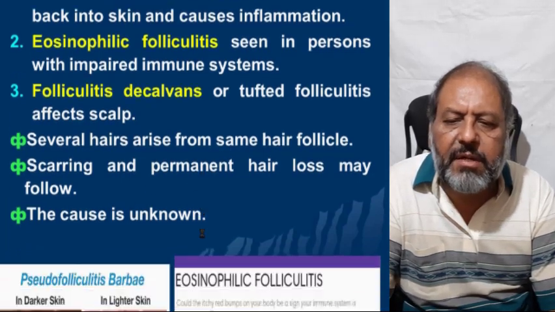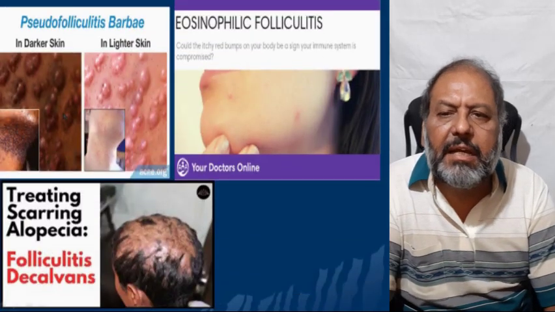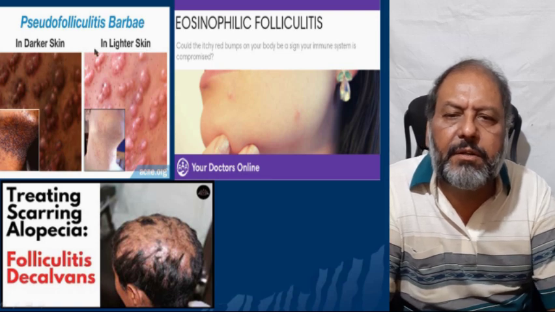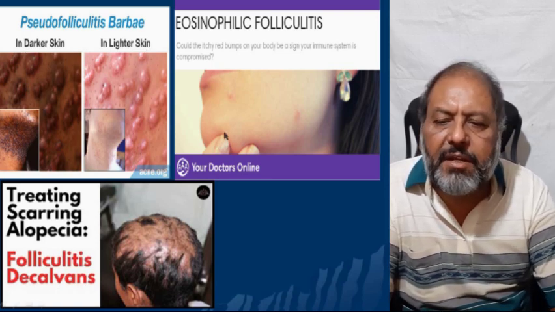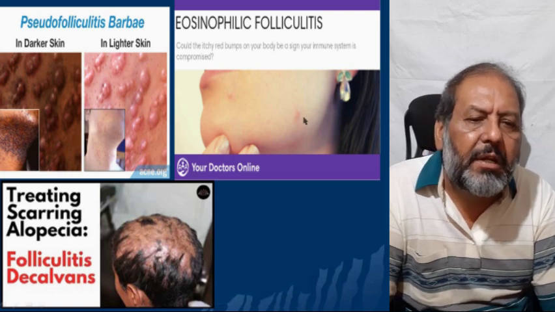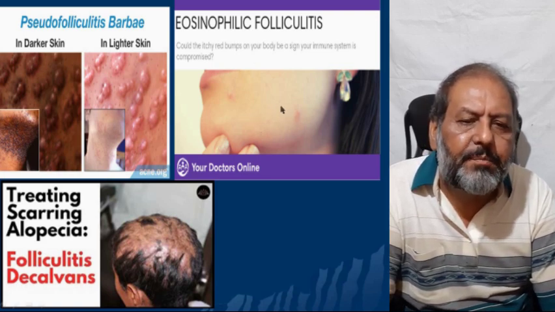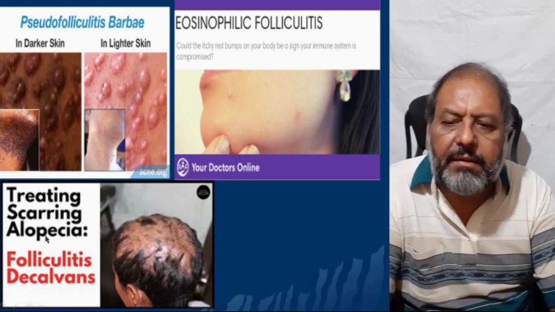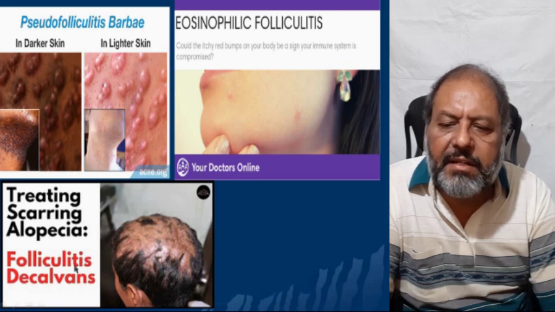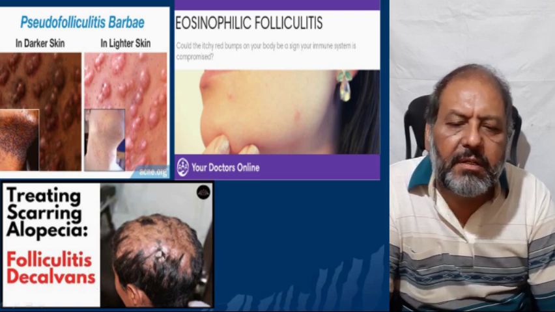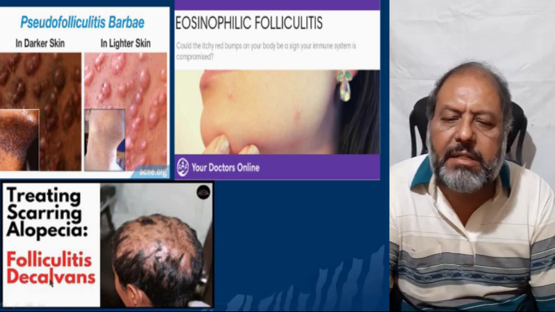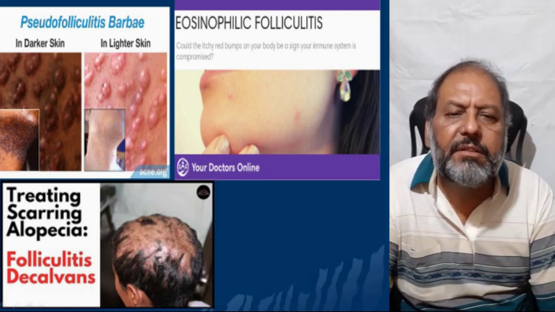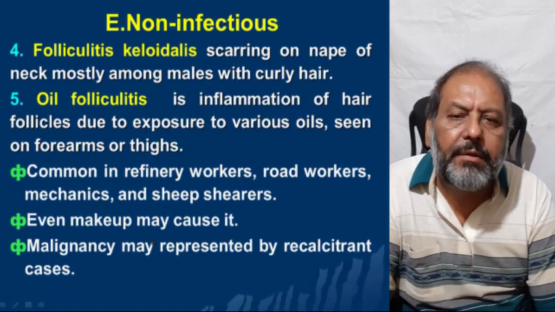The cause is unknown. Here one can see folliculitis barbae in darker skin and in lighter skin, and eosinophilic folliculitis that can be seen on the face, and then the scarring alopecia, folliculitis decalvans. And while treating the alopecia, one can have this kind of folliculitis.